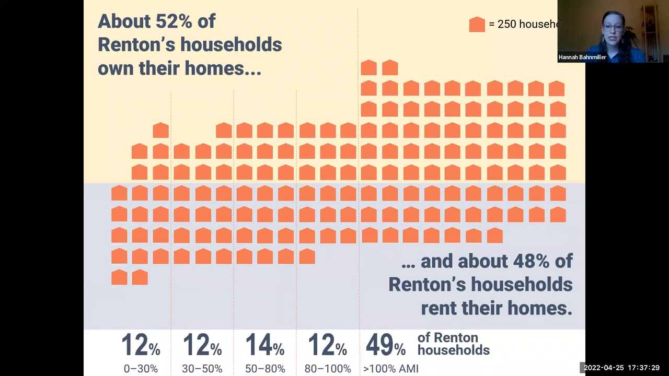And looking at trend data and even in updating this presentation with newly available data, we see that Renton is trending towards having more renters. And this is especially important as we look at affordability, because as we mentioned, some households pay more for their housing relative to their income. And when you pay more than 30% of your income on housing costs, you are considered housing cost burdened.